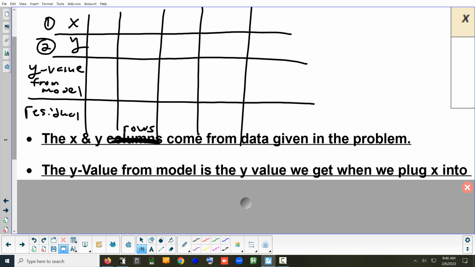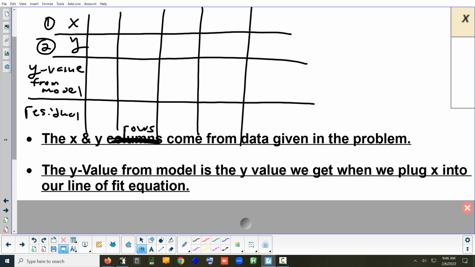So the second bullet point should say the y value from the model is the y value you get when we use the line, or when we plug into the formula for the line. How do you find the formula for the line? That's what we did in the lab. You have to find the slope. You have to find the y-intercept.